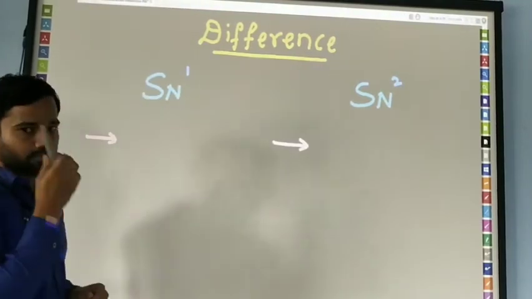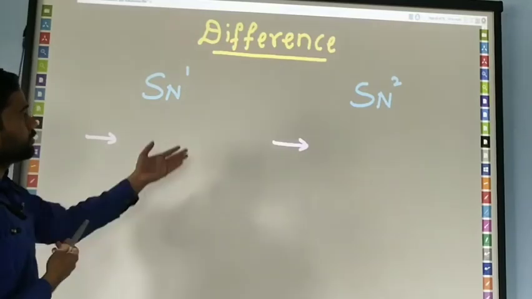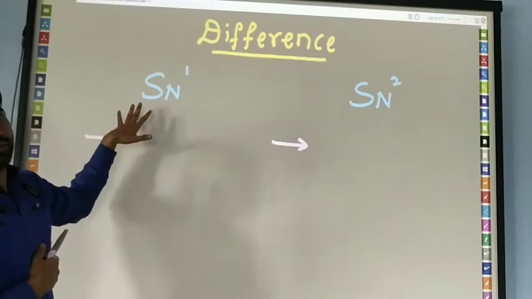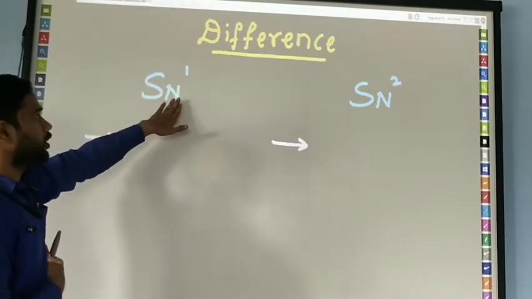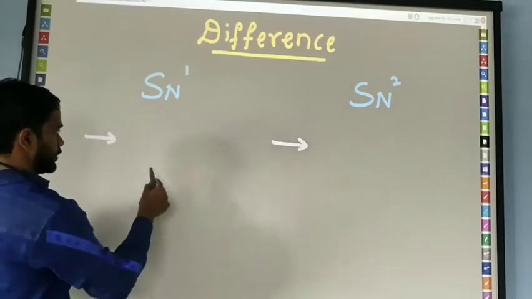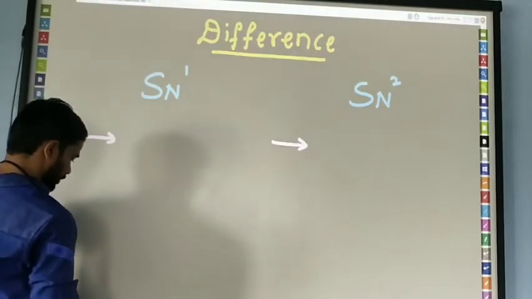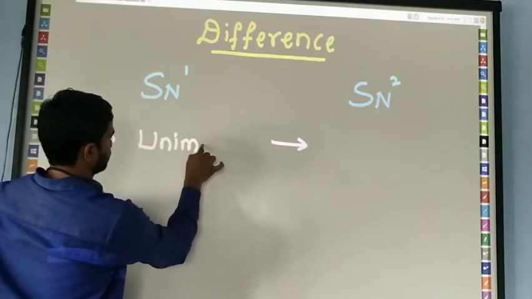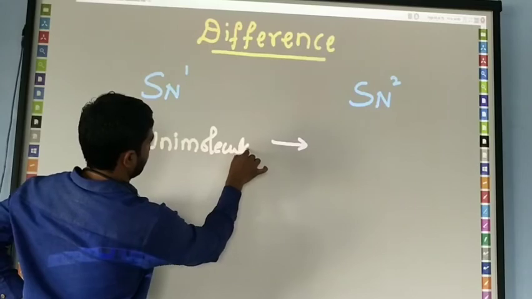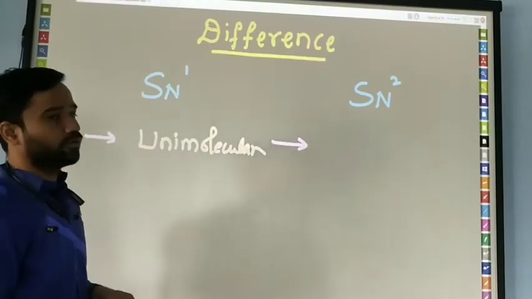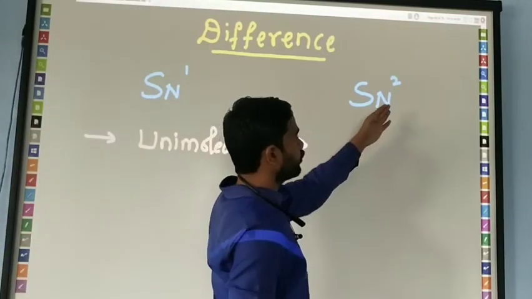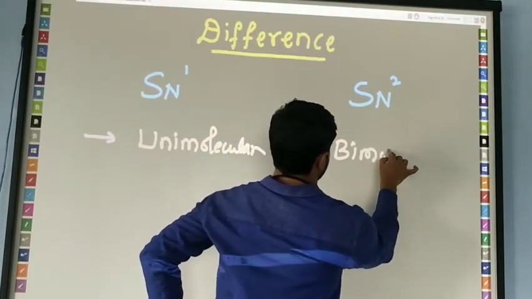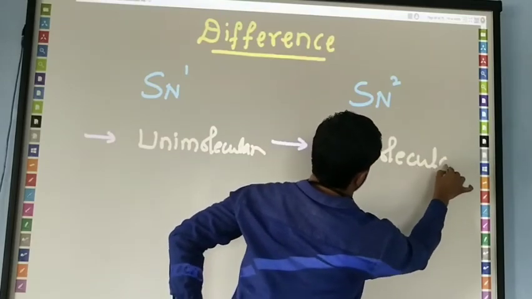As the name suggests, what does SN1 suggest? What is the name of SN1? It is a unimolecular nucleophilic substitution reaction. What do you mean by unimolecular nucleophilic substitution reaction? It is a unimolecular type of reaction. We already know the definition of SN2: it is a bimolecular nucleophilic substitution reaction. It is a bimolecular type of reaction.